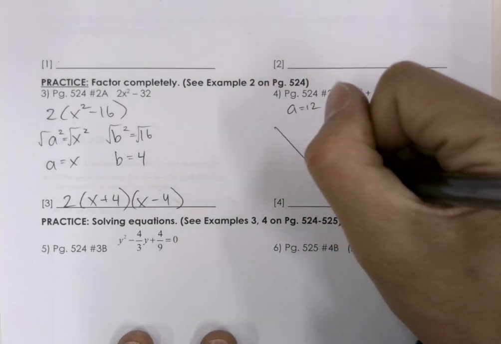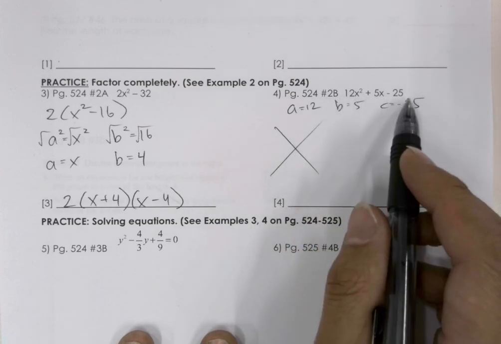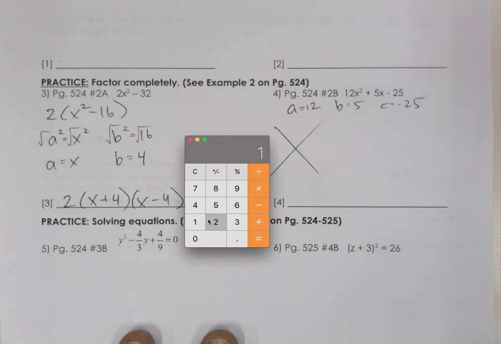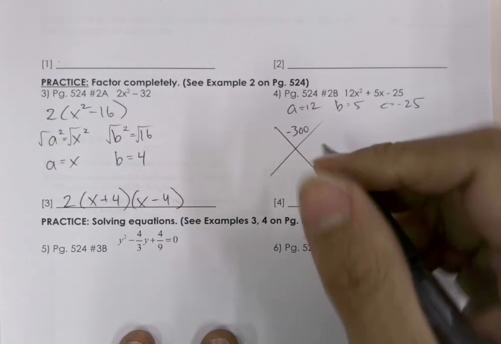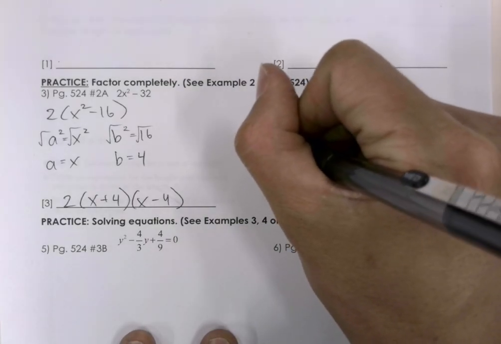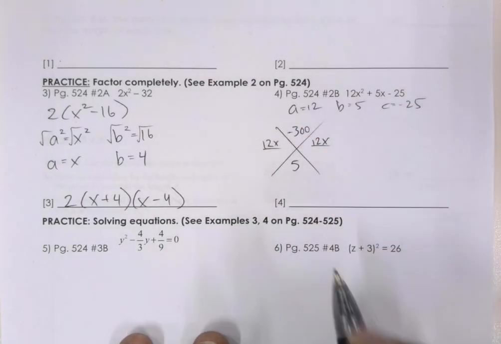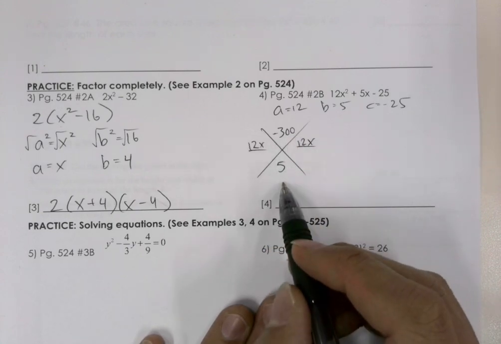Now we're going to make our x. We'll put our a times c up here at the top. So 12 times negative 25. What is that? Let's see. 12 times 25 is going to be negative 300. So I'll say negative 300 there, and we'll put b at the bottom, a 5. We have our a, so it's going to be 12x on the top of that fraction there, and 12x on the top of that one. Now we need to figure out what are the factors that go underneath that multiply to negative 300 and add to 5.